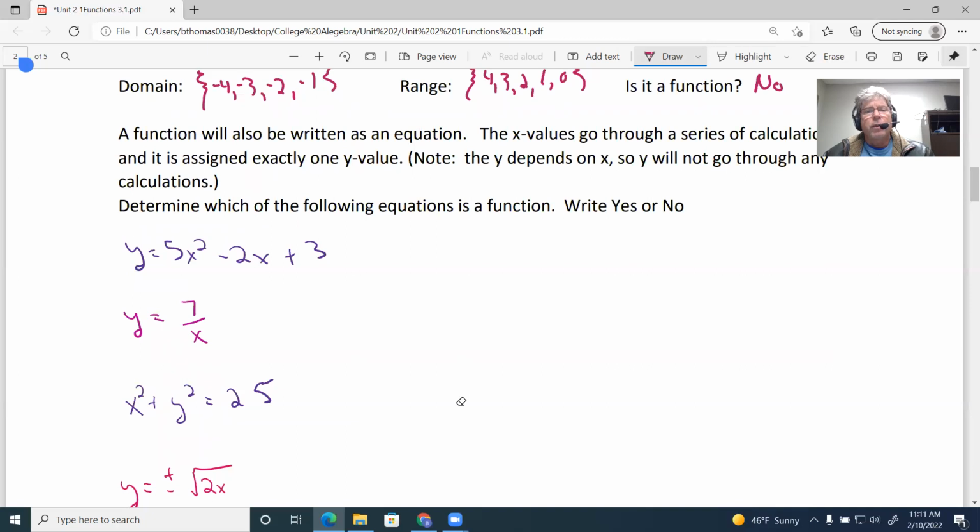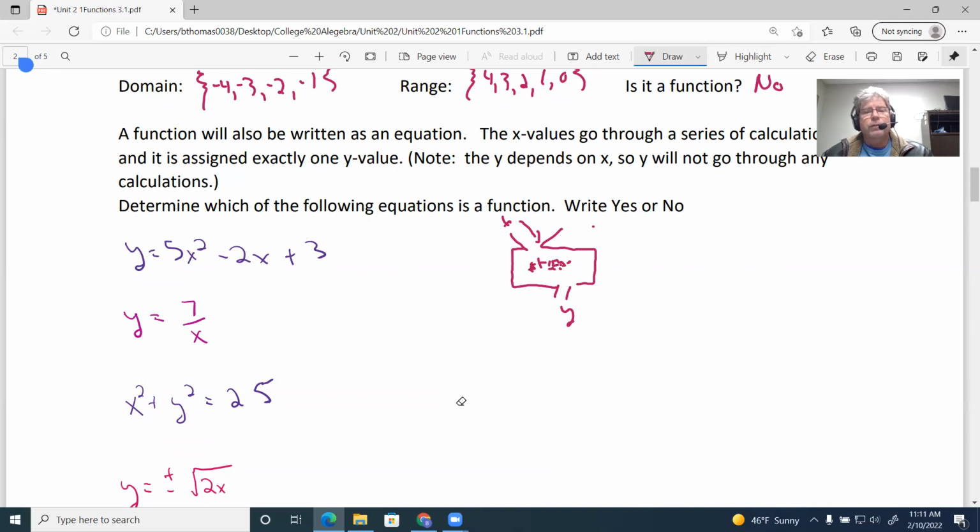So if I want to determine whether the following equations are functions or not, yes or no, notice if I look at the first one, I'll draw this little input-output concept. Notice the X is going to go in and the Y's are going to come out. So remember, the domain goes in, it goes through a series of calculations, whatever they are, just something going on inside there.